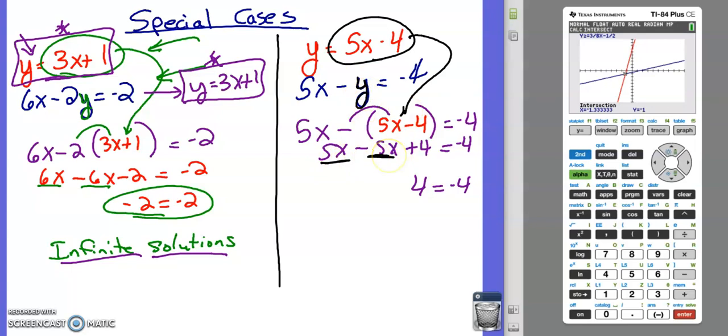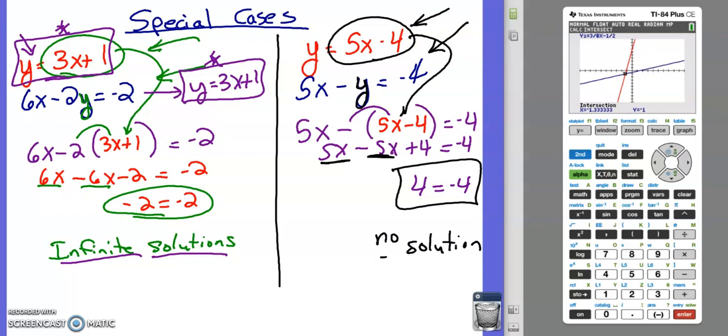Notice the x's cross out again, but notice I get something like this. It's not a true statement. So this actually is no solution. And remember what we're trying to find. We're trying to find a point of intersection. If I graph this line, if I graph that line, what point would be in common? Well, the only way it could be no solution, and again, I showed this to you on the last lesson, the only way this can happen is if these lines are parallel.